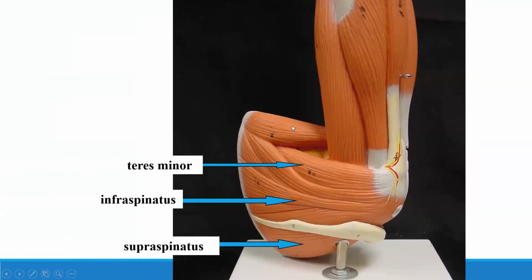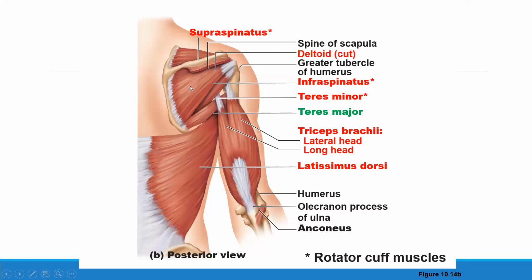So, this teres major up there is not one of the rotator cuffs. So the next one is the subscapularis. So here we see supraspinatus, infraspinatus, and teres minor right here. And then there's the teres major and the triceps.